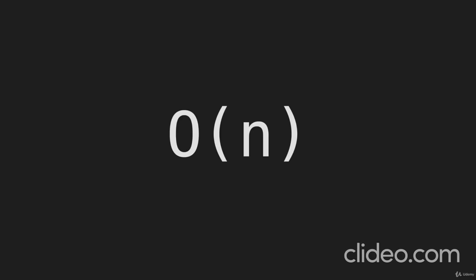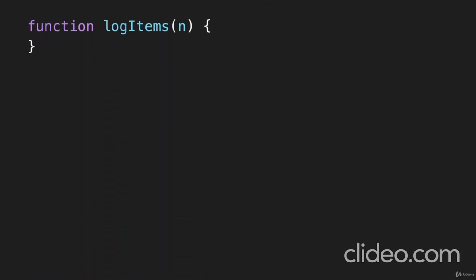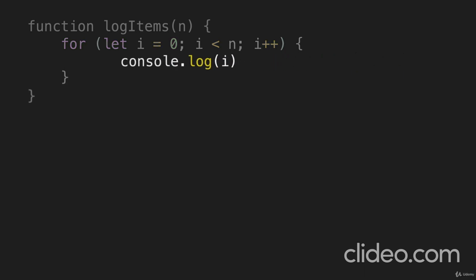So now we're going to look at our first Big O notation. And I start with O of n, not because it's the most efficient or least efficient, but because I think it's the one that's easiest to get your head around. So I'm going to explain this with a function. I'm going to call this function log items, and we're just going to console log out some items. So we're going to run a for loop, and the for loop is going to run n times. And then we're going to console log out i from the for loop. And that's it. Pretty simple code.